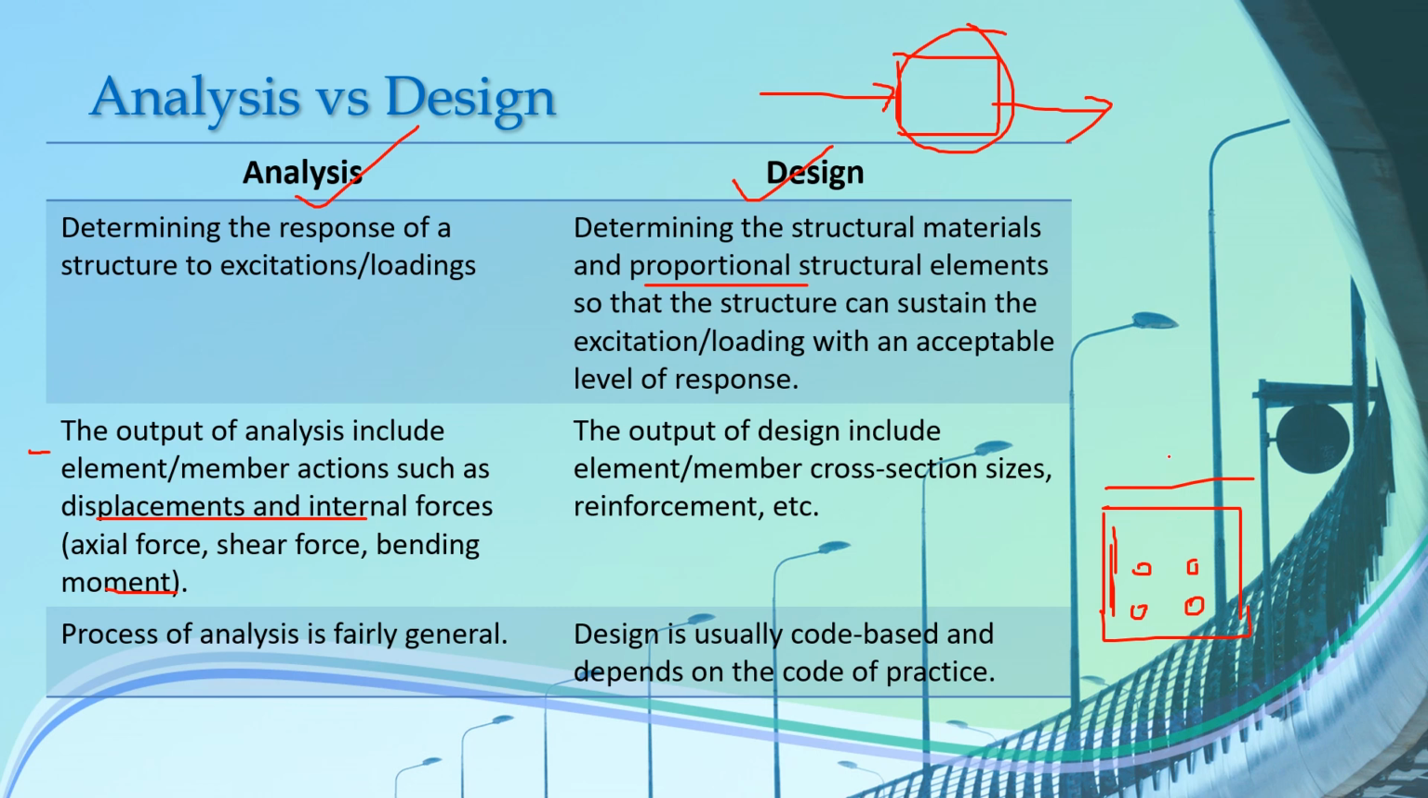So design of a reinforced concrete section typically involves determining two things. One is the cross-section sizes and another is the reinforcement. And how are these things determined? These things are determined by using the analysis output, that means these displacements and internal forces. So the process of analysis is fairly general.